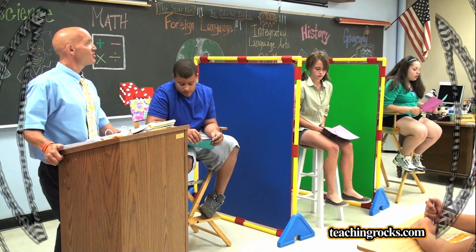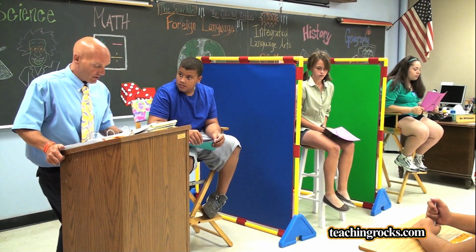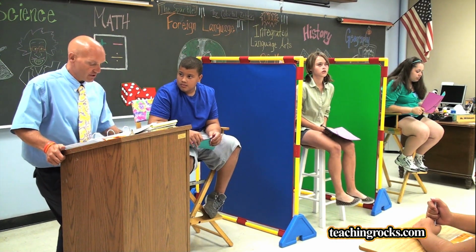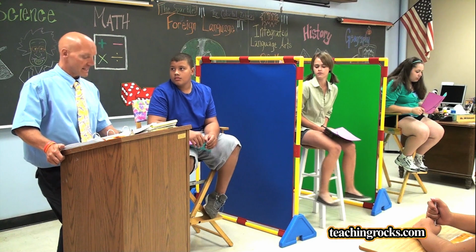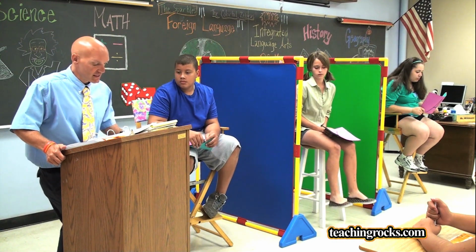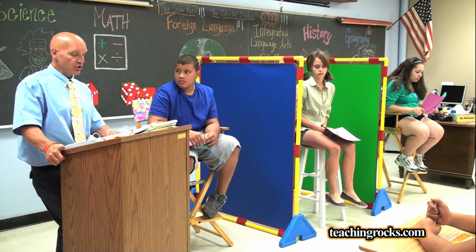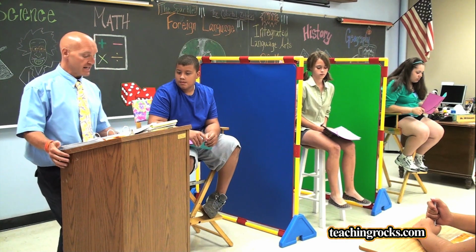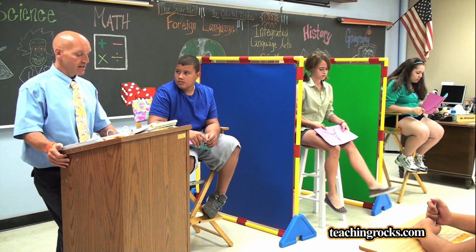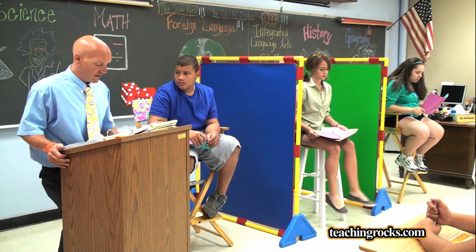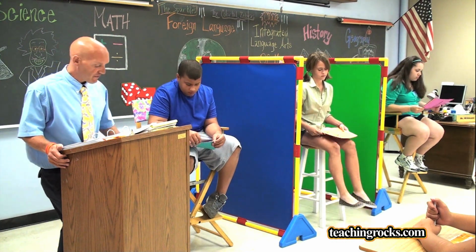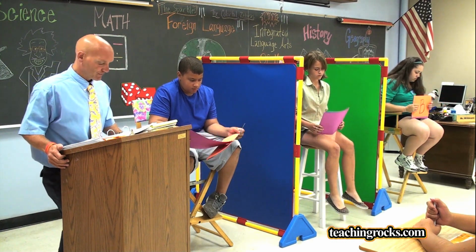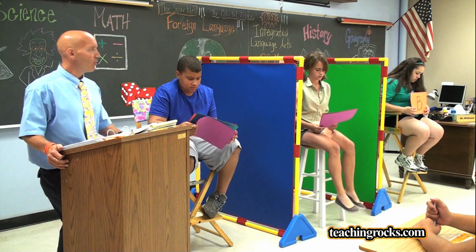A list of sources in a paper used to document research are known as what? Is it A, a body, B, a bibliography, C, cause and effect, or D, characterization? Think about that for a moment.